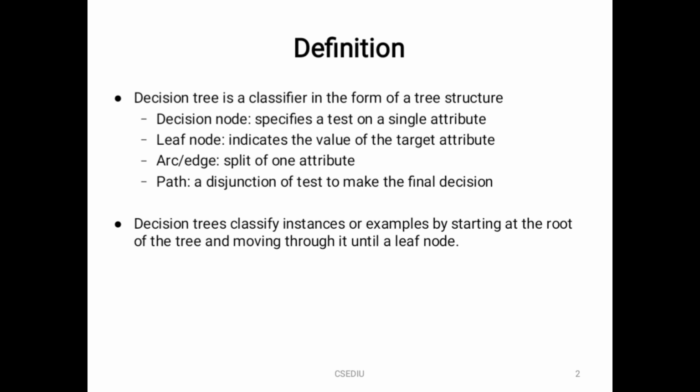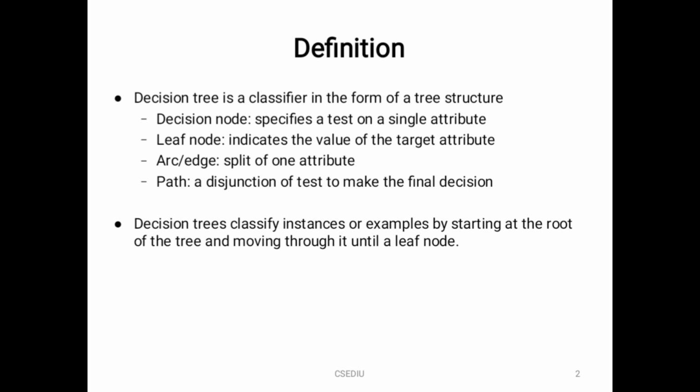There are some descriptions of decision tree, like decision node, leaf node, arc and edge, and path. Decision tree means it's a tree-like model of decisions. It splits the data into subsets based on the value of input features. Then the decision node is a subset of our decision tree. It's a single attribute. It's a branch that is followed based on the outcome of the test.